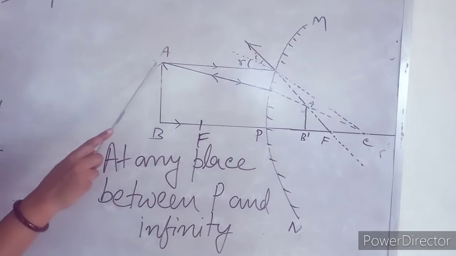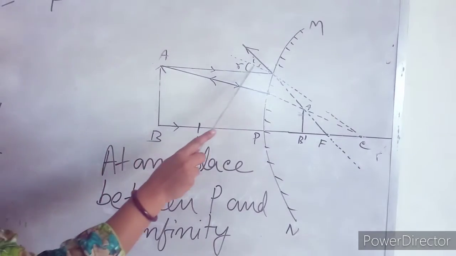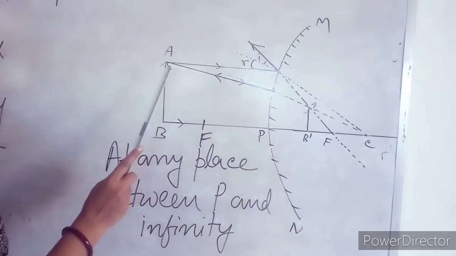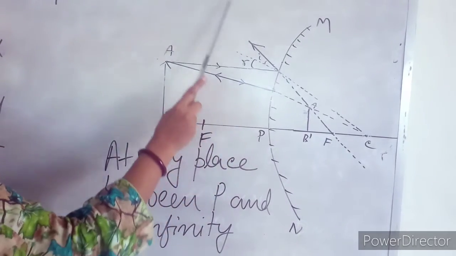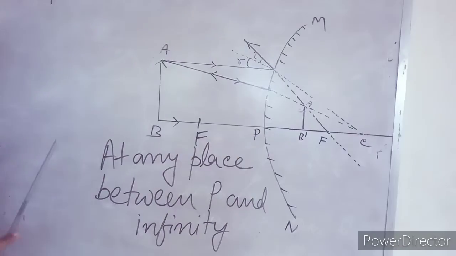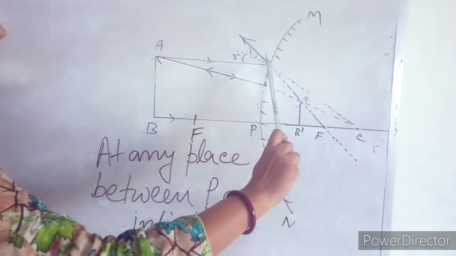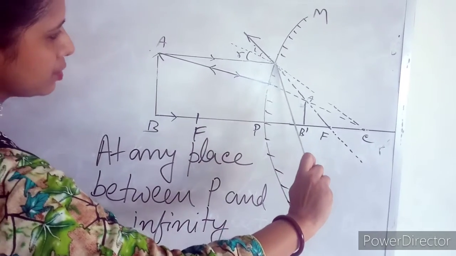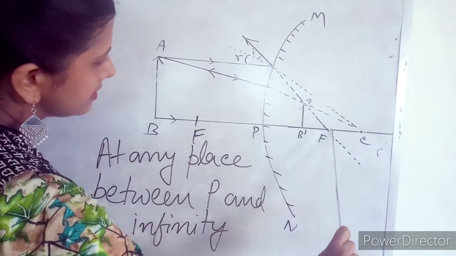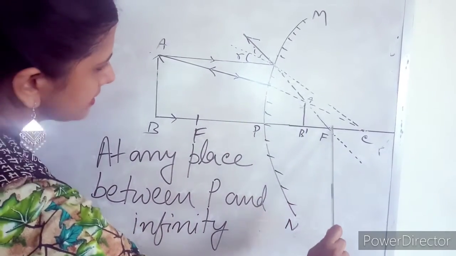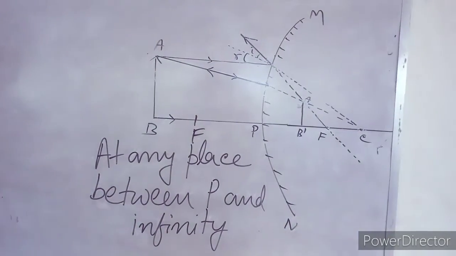Now, one ray that is coming parallel to the principal axis, okay, after reflection it is coming in this way, that is it is diverging, but I can extend this ray in the opposite side. I am extending this one in the opposite side. This is my reflected ray. This reflected ray is extended in the opposite side.